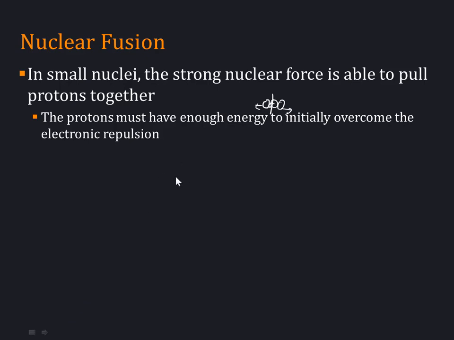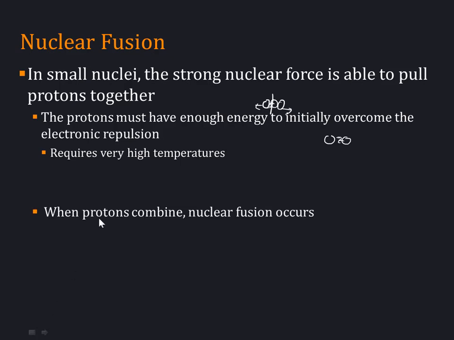And that means they have to be hot. They have to be moving really fast. They have to have lots of energy so that they can actually smash together. But once they smash together, they'll stick together. And this actually goes on in stars. Very high temperatures, remember, make the particles move faster. It also has the added effect of making it a plasma.